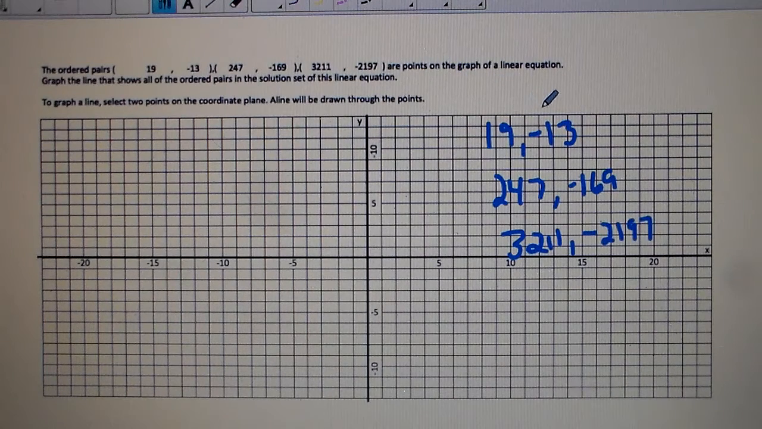What we have to do first is graph one of these coordinates that falls onto this graph. So 19, negative 13 does. We go 19 to the right, 13 down. It barely does, but it falls right there.